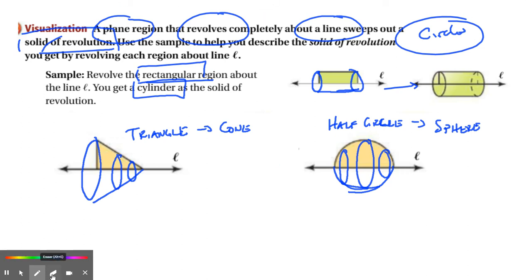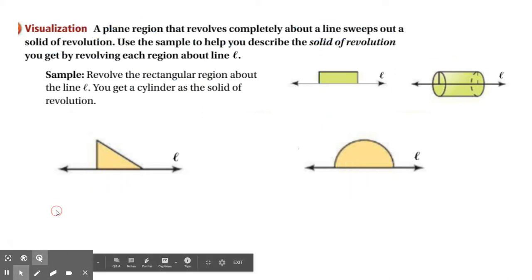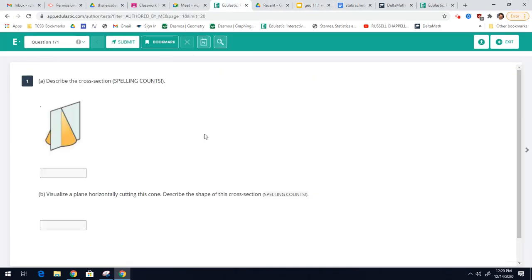All right, cool. So let's go to Edgenuity and do a couple questions, or maybe just one question, I think. All right, so this is a cross section. It says describe the cross section, and notice I say spelling counts. So again, if you look at this yellow figure, it is a cone. And a cone is a pyramid with a circular base.